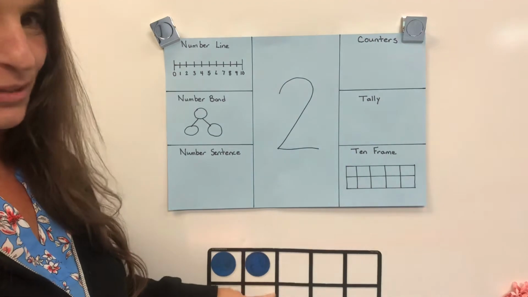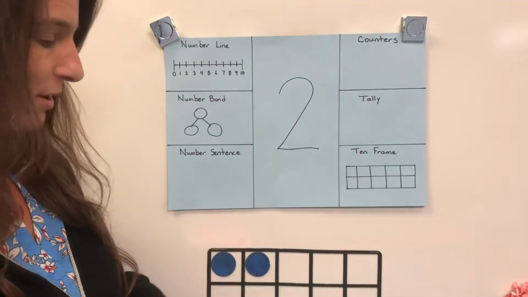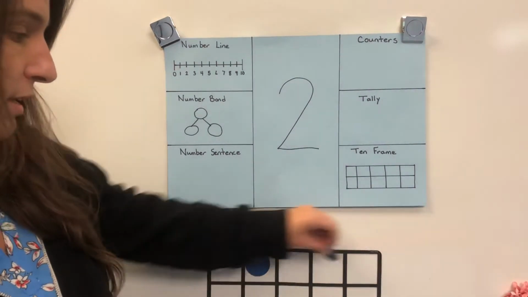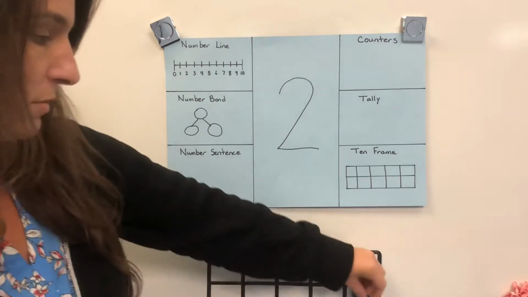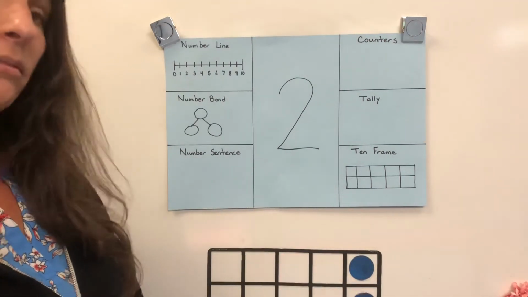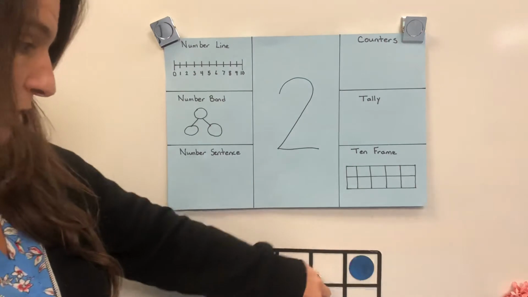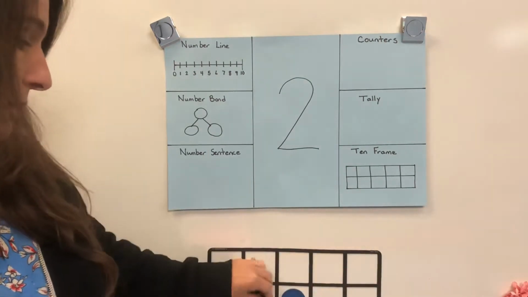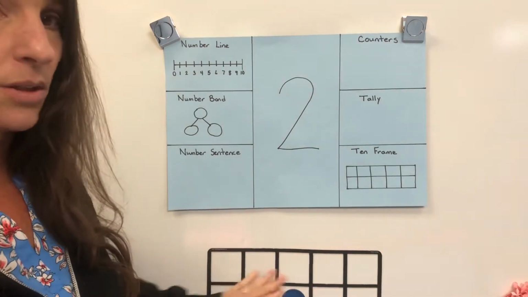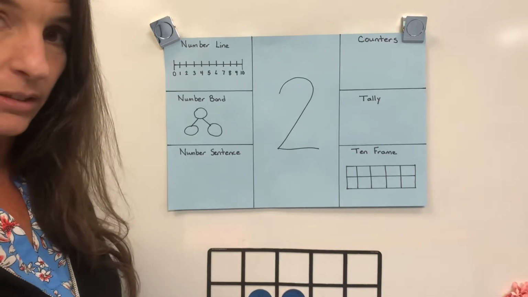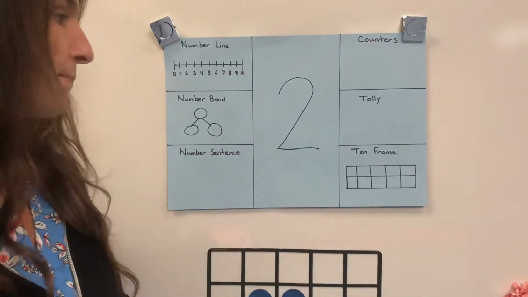But it kind of shows it right here, too. This is what 2 looks like on a 10 frame. Now, I could move these and put 2 on a 10 frame like that. I could move these and put 2 on a 10 frame like that. It doesn't matter where it is, as long as 2 of the spots are filled in, it shows 2, okay?